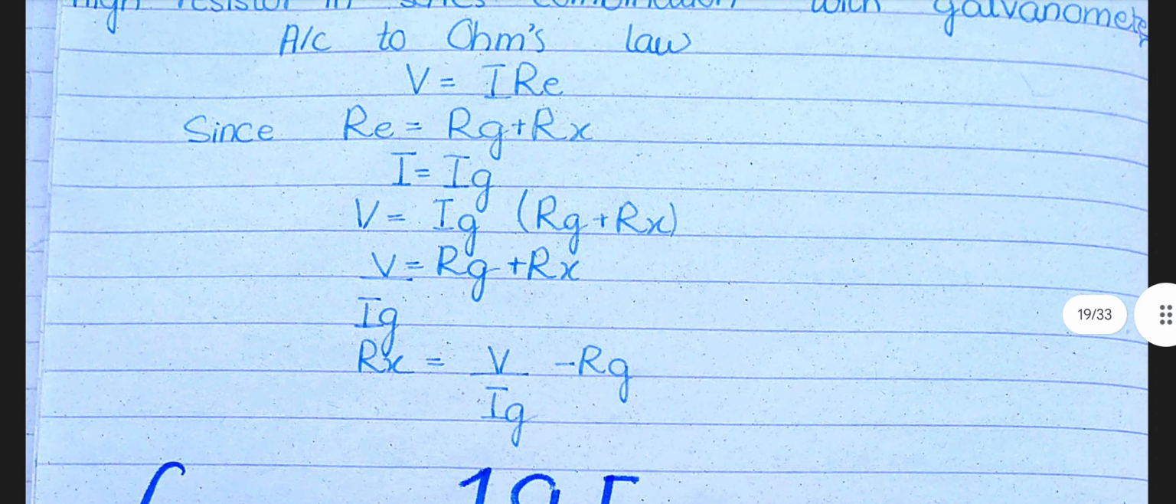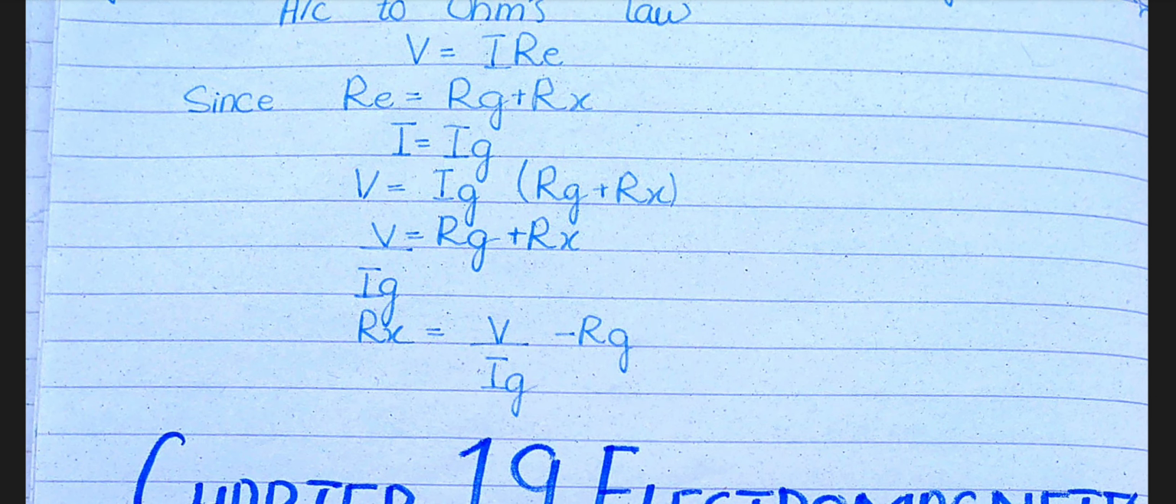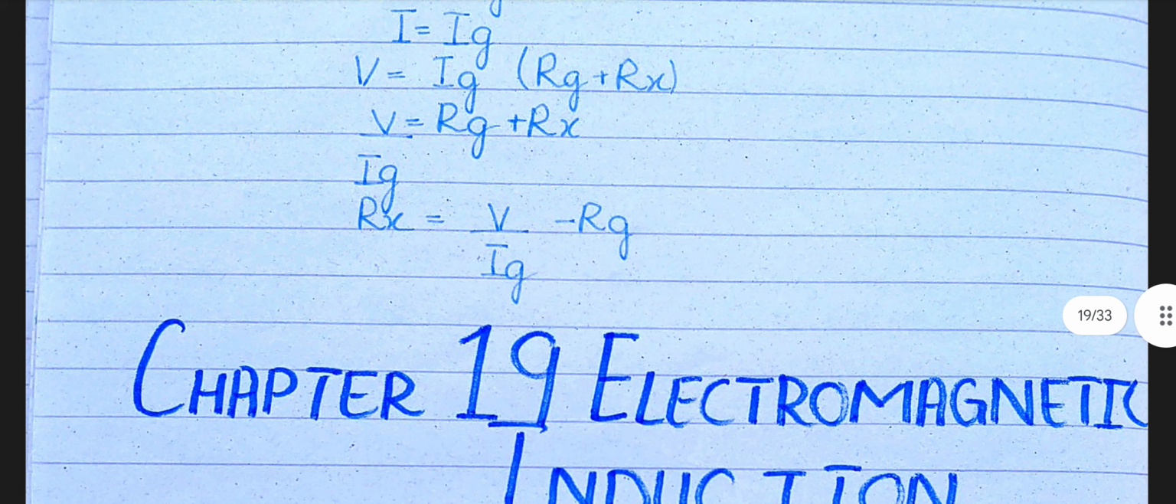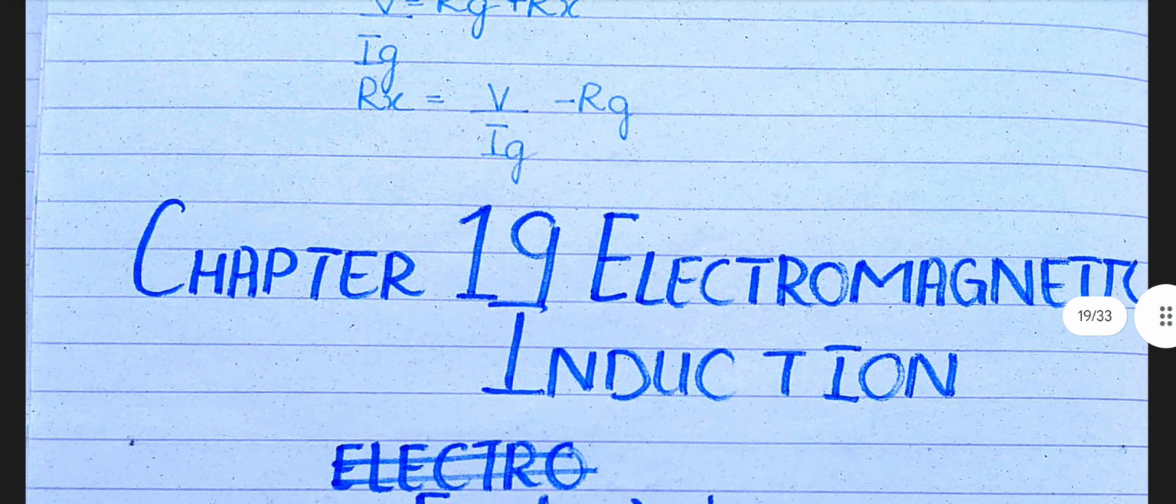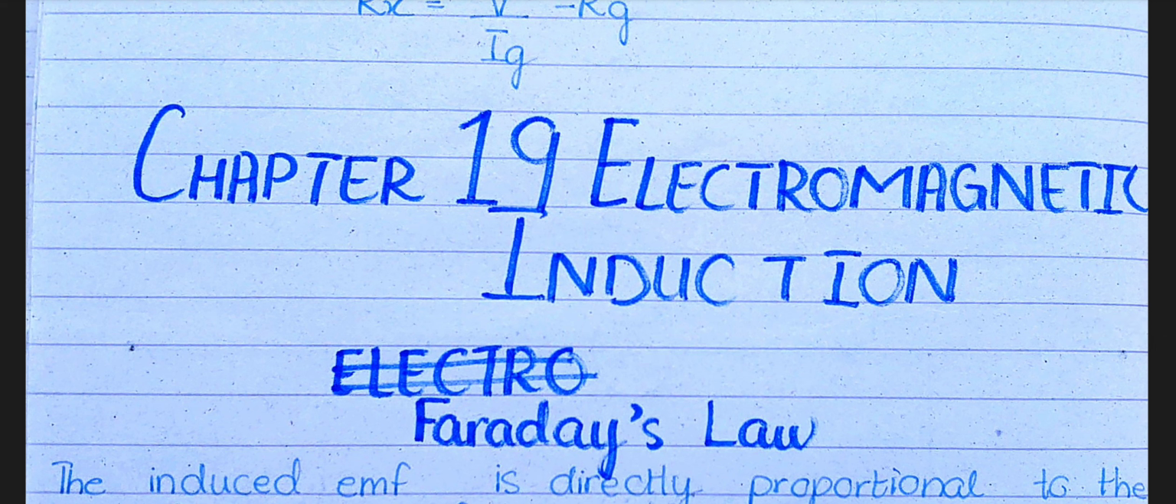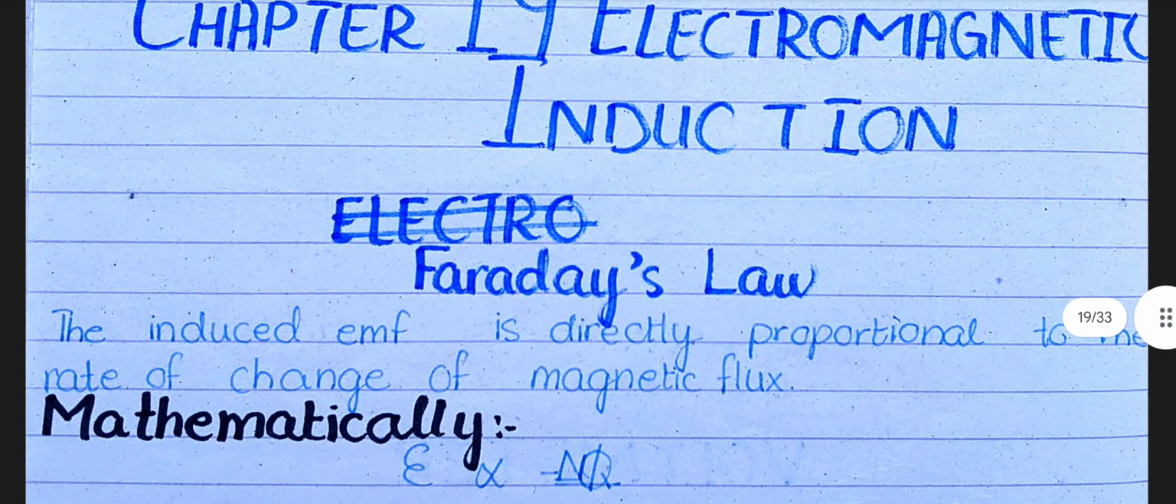V upon Ig is equals to Rg plus Rx. Rx is equals to V upon Ig minus Rg. Chapter 19, Electromagnetic Induction. Faraday's law.